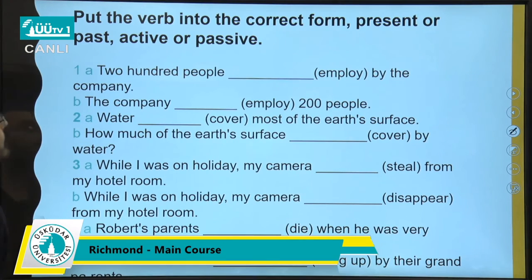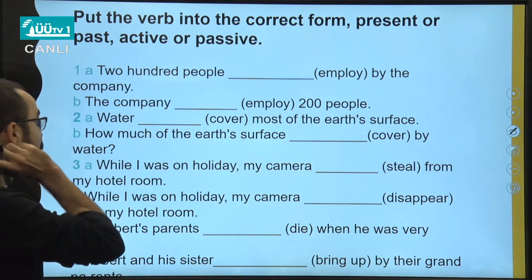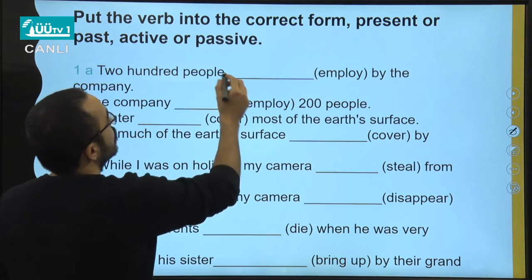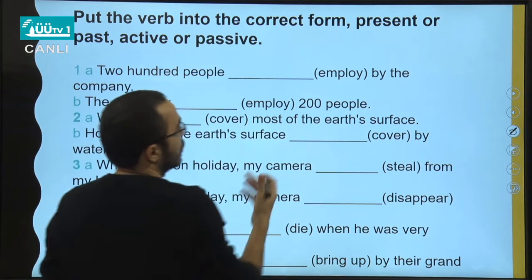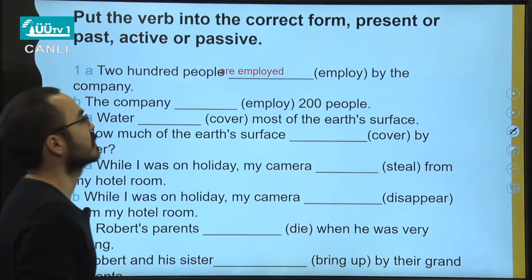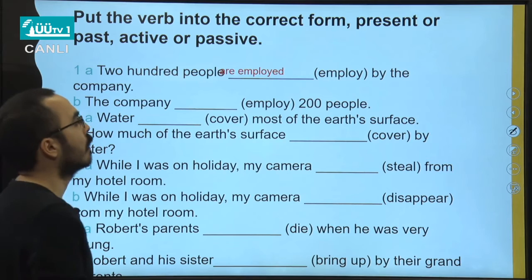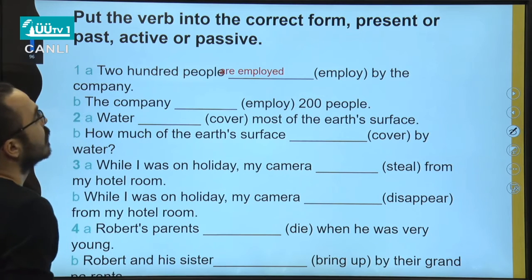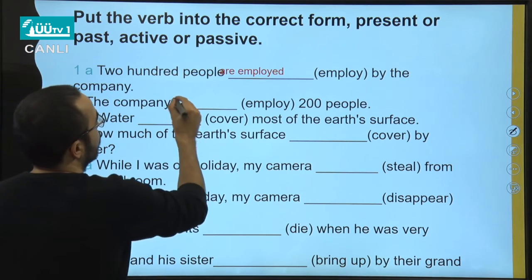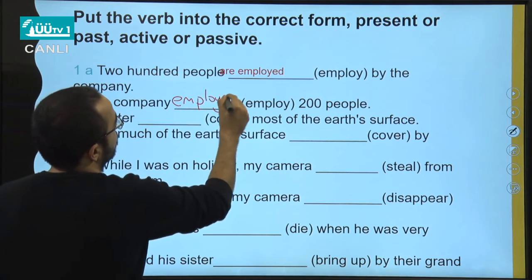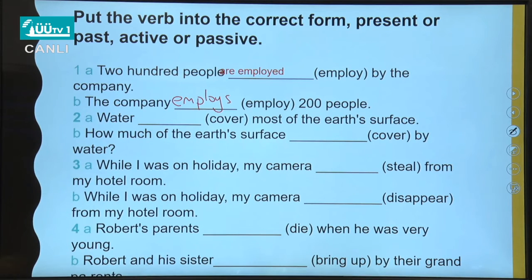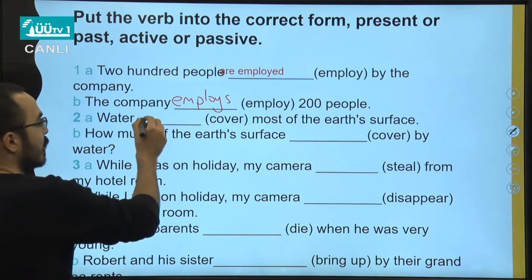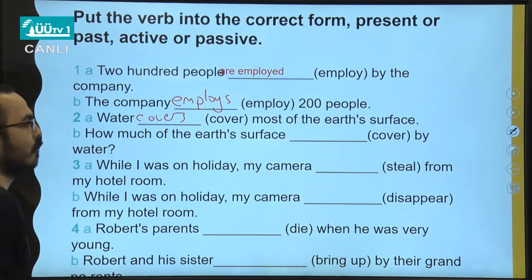Good. 200 people by the company. What can we say here? 200 people, so, by the company. I have my "by" here, so I need to use the passive voice, which is "are employed". Are employed by the company. Or, the company, okay, 200 people. What's this? The company employs, right? Let me write like this. Employs 200 people. Water most of the Earth's surface. Good. Covers, right? Covers most of the Earth's surface.